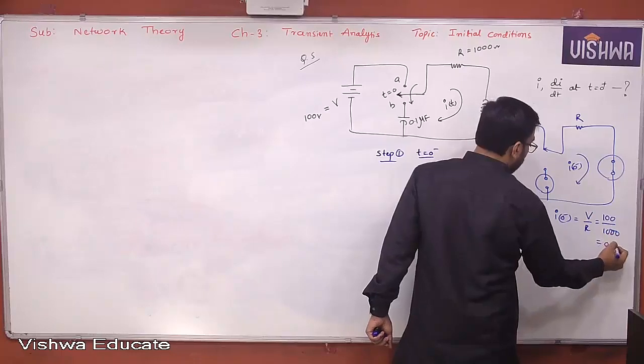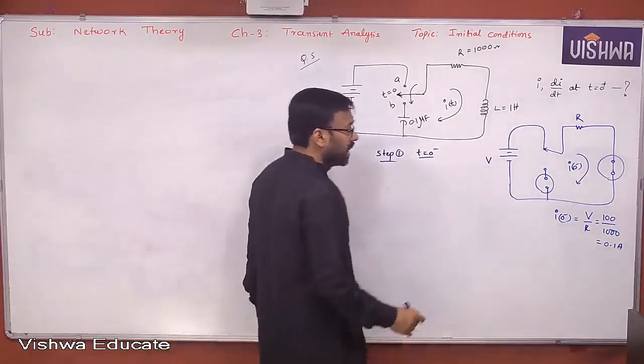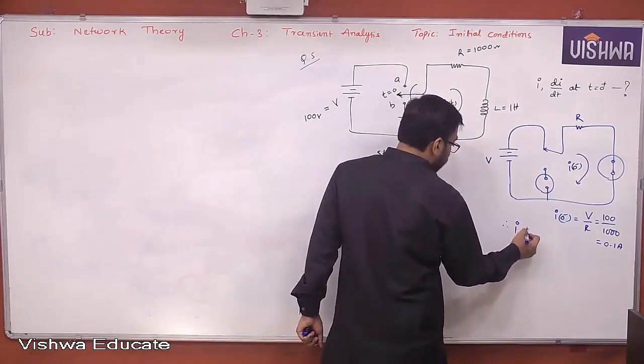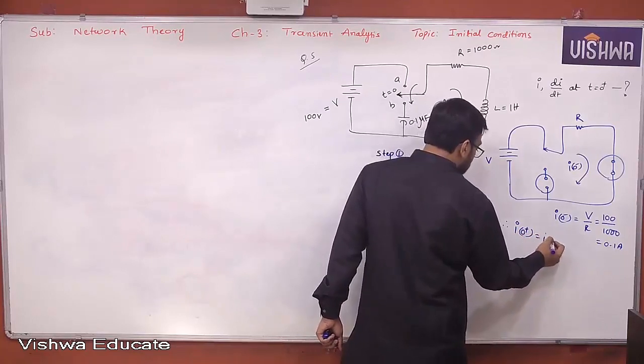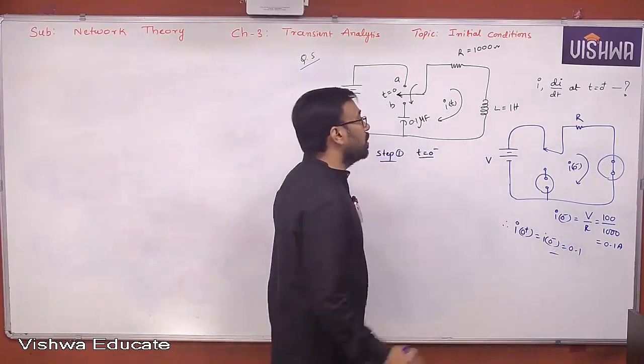This is 0.1 ampere. Clear all of you? Okay. I of 0 minus is 0.1 ampere. Since I is the current through the inductor, I of 0 plus is also equal to what? I of 0 minus. That's it. Okay. Now this problem is over.